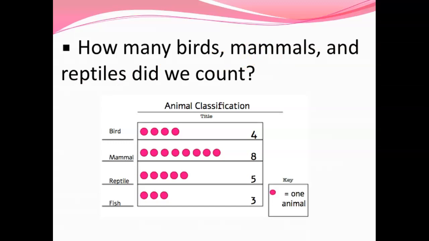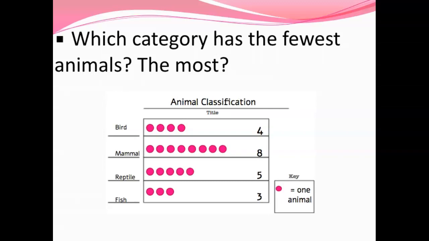Pause and make sure you got the same answer. If not, check to see where you made your mistake. We're going to move on to the next question. This is a 2-part question. Which category has the fewest animals and the most? So, two questions here.